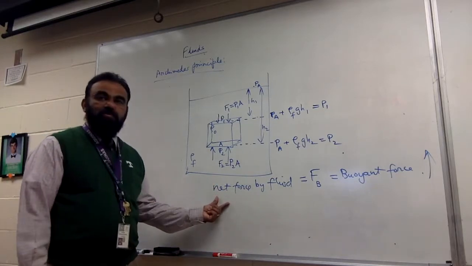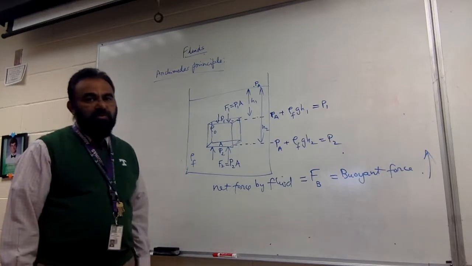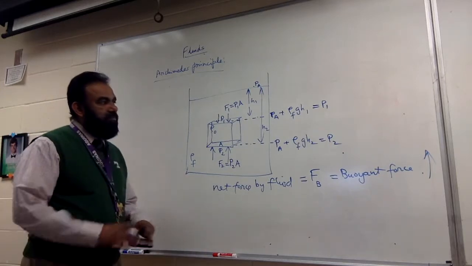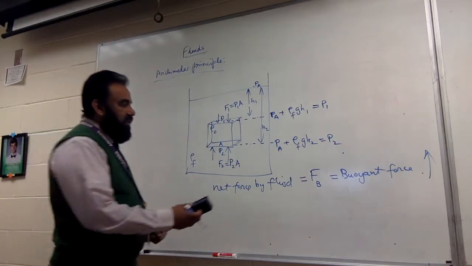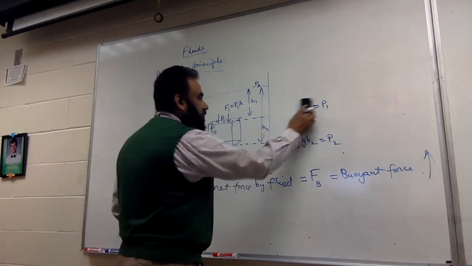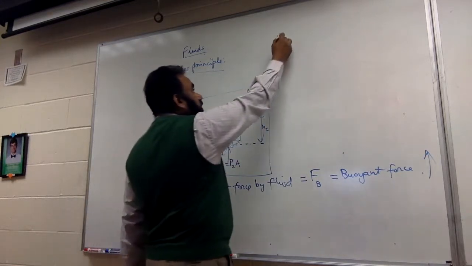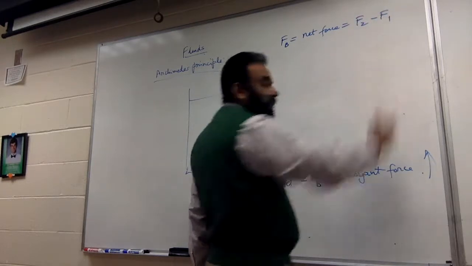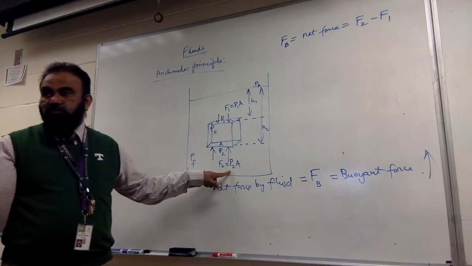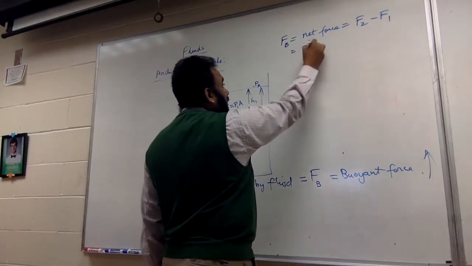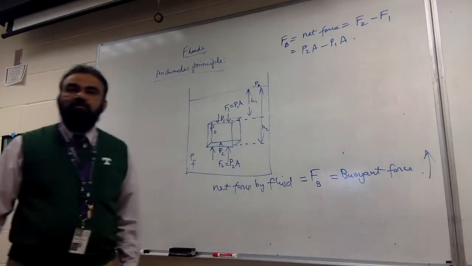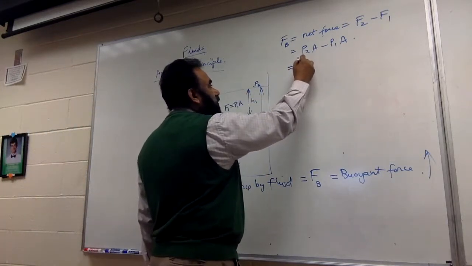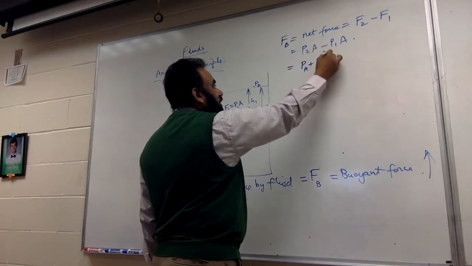And what is the buoyant force? It's a net force. So let's find out the buoyant force. Let's find out what this buoyant force is. So what is the buoyant force FB? It's a net force, which is F2 minus F1, correct? And what is F2? P2A. So it's P2A minus P1A. And you know what P2 and P1 are? Let's put all those things down. So what is P2? P2 is PA plus rho F g h2.